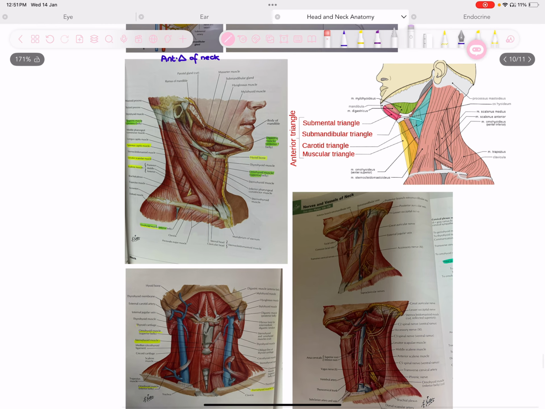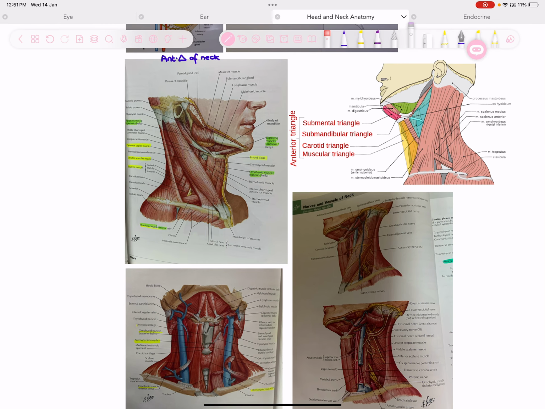Hi everyone, so today we're doing the anterior triangle of the neck. The anterior triangle of the neck is visible in the lateral view of the neck. Here you can see this is the sternocleidomastoid. It gives us two triangles: posterior to the sternocleidomastoid is the posterior triangle of the neck that we've already discussed, and anterior to the sternocleidomastoid is the anterior triangle of the neck.